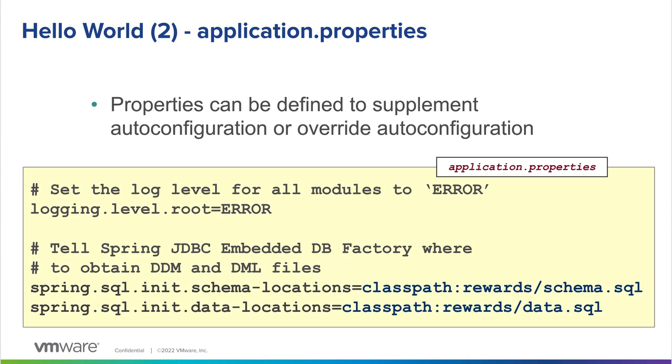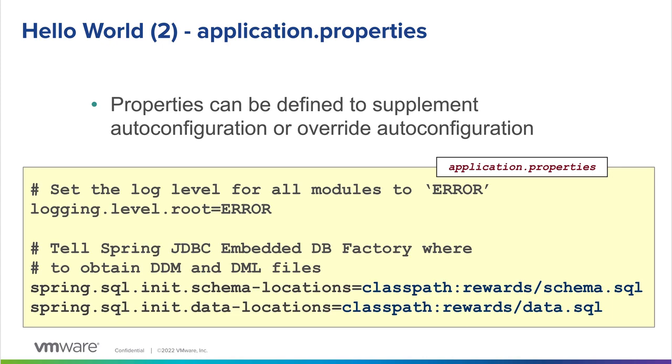The second file will be the application.properties. When you create the application structure with the Spring Initializer, there will be an application.properties inside the classpath, which will be completely empty. We're going to add these next properties, the logging.level.root. We're going to define that the log level should be error. And we'll also define the spring.sql.init.schema-locations and spring.sql.init.data-locations properties.